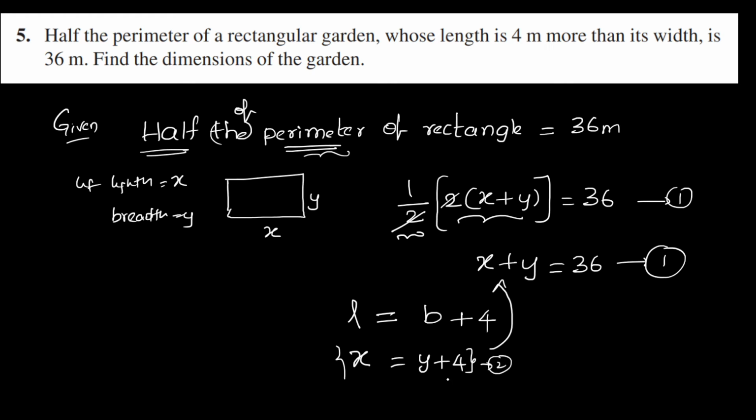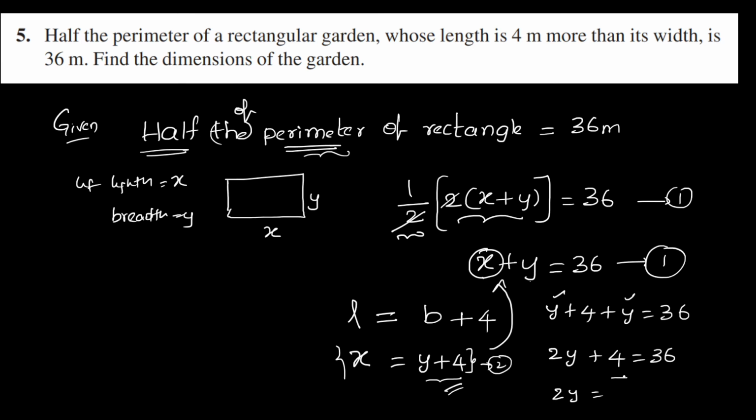Now x is equal to y plus 4. Replace this in the first equation. So x plus y becomes y plus 4 plus y is equal to 36. So 2y plus 4 is equal to 36. 2y is equal to 36 minus 4, which is 32. So y is equal to 32 by 2, that is equal to 16.